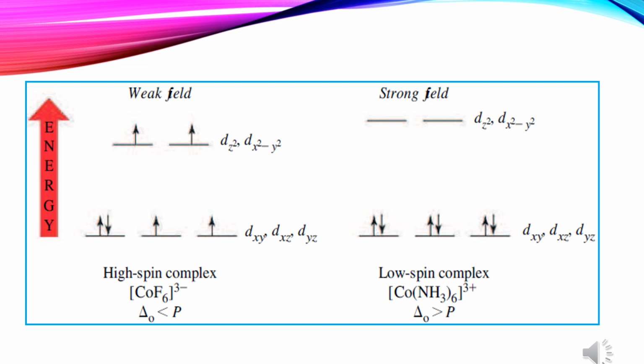Octahedral transition metal ions with a d1, d2 or d3 configuration can therefore be described by the following diagrams. The first electrons enter the dxy, dxz and dyz orbitals, and then electrons enter the dx squared minus y squared and dz squared orbitals. Then the pairing will take place.